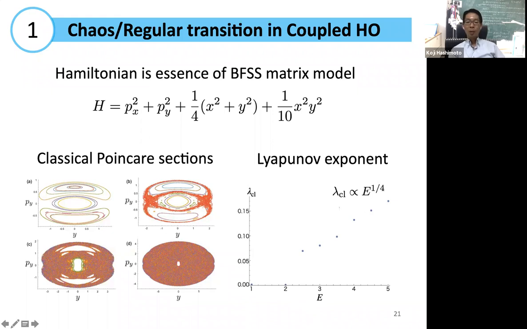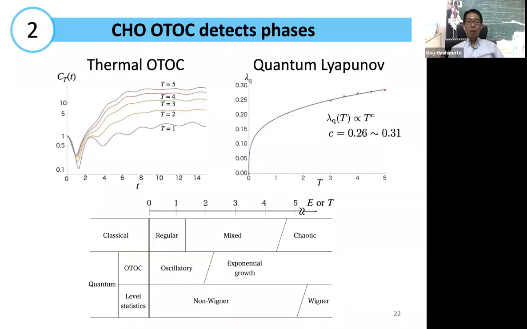So if this classical Lyapunov exponent is realized in quantum systems, then the quantum Lyapunov exponent is E to the 1/4. It doesn't agree with 2 pi T. So this means that there is no gravity dual. However, there are subtleties when you go to quantum systems, so we cannot conclude in that way quite soon. So let me show you the coupled harmonic oscillator results.